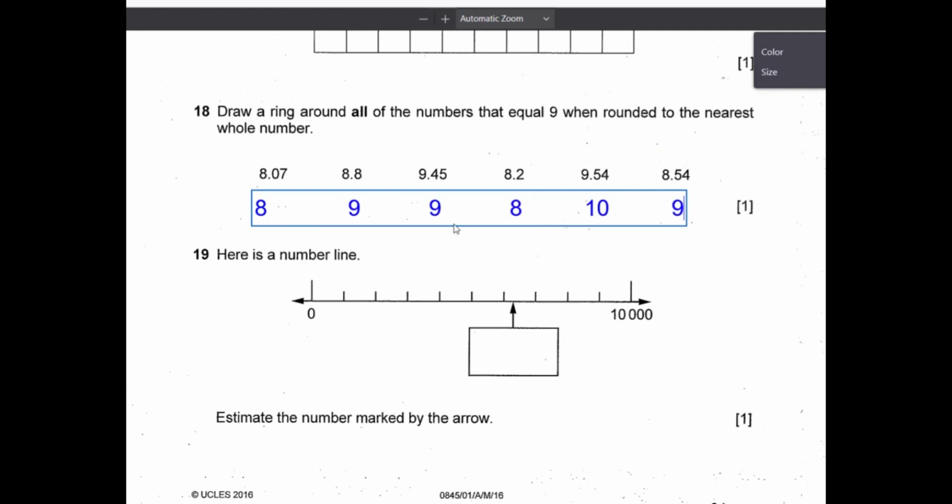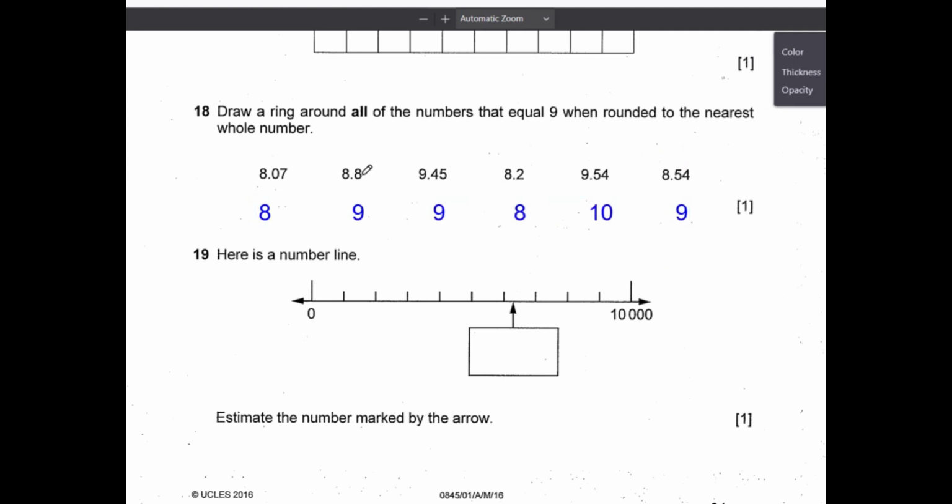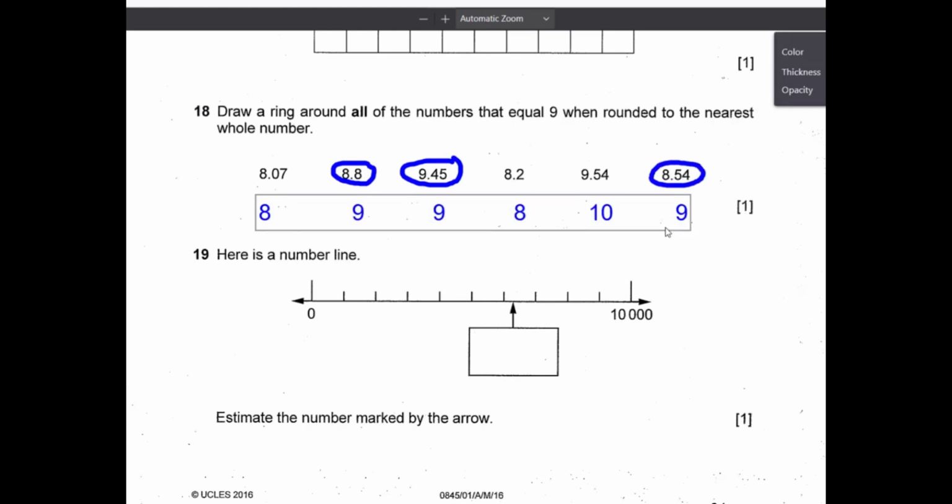Okay, how do we round to the nearest whole number? I told you before, we have studied how to do rounding. Rounding to the whole number, we just look at the first digit after the decimal point. If it is 0, then you drop it. It's going to be 8. This 8.8, you have got 8, then you add 1, and you drop the numbers after the decimal point. So you will be drawing a ring around 8.8 and around 9.45 and around 8.54. This is a step over here. You don't need to write it down. You can do it to help you in solutions. But as long as you finish, take it out.